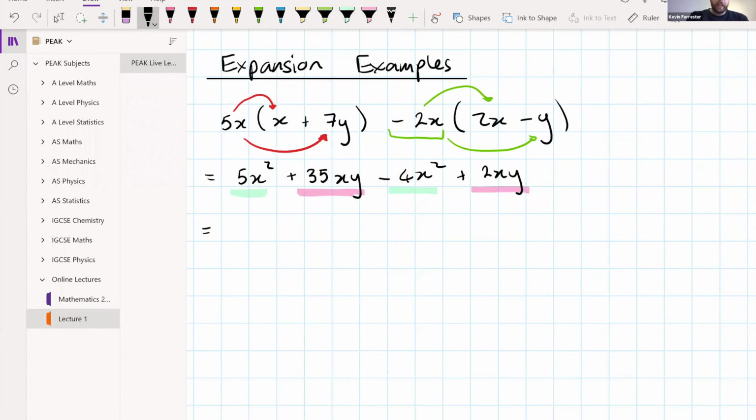So if we combine those together, we get x squared. So 5x squared and minus 4x squared gives us x squared. And then if we have 35xy plus 2xy, that gives us plus 37xy.